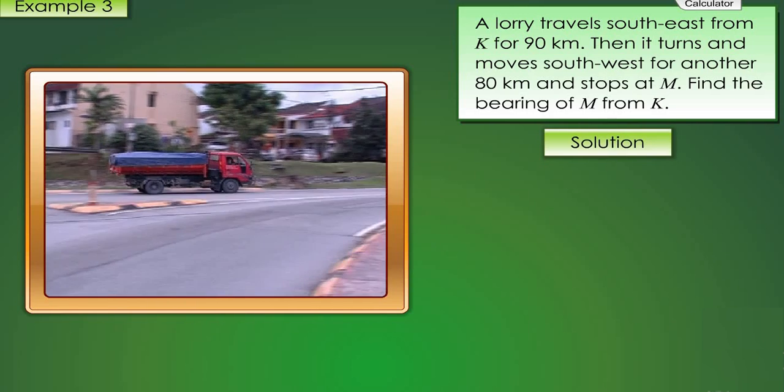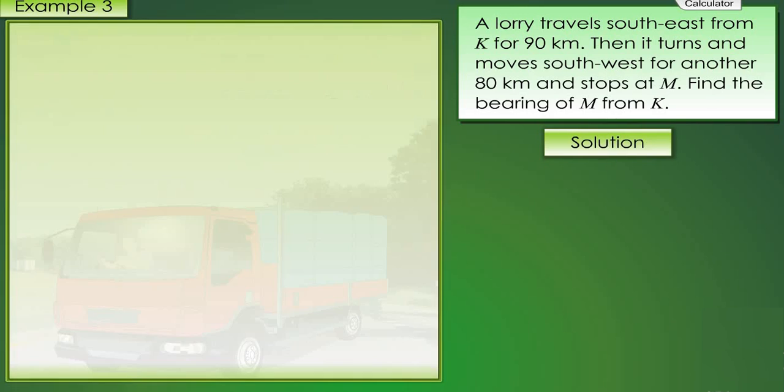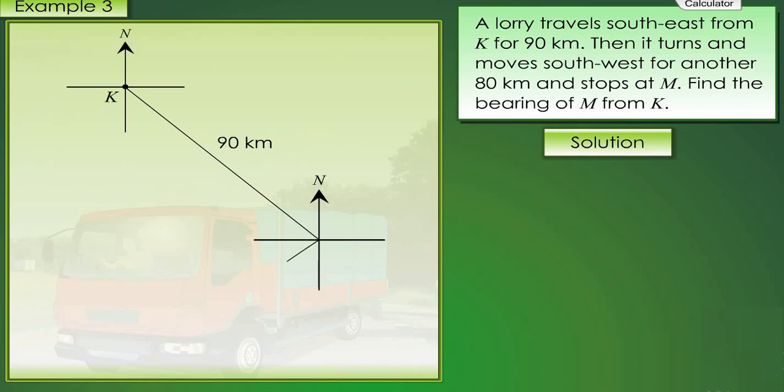Solution. First, we draw a diagram to represent the journey. Starting from point K, we draw a compass direction pointing north. Then, we draw the line for the first journey, which is 90 kilometers in southeast direction. Next, we draw the second line for the second journey, which is 80 kilometers in southwest direction, and mark the end of the line as M.